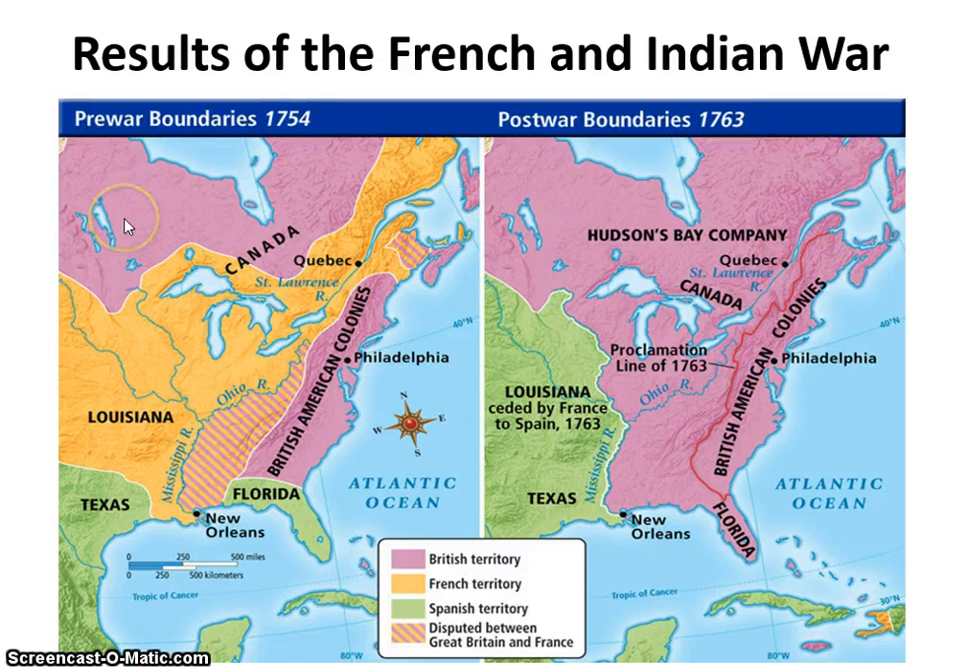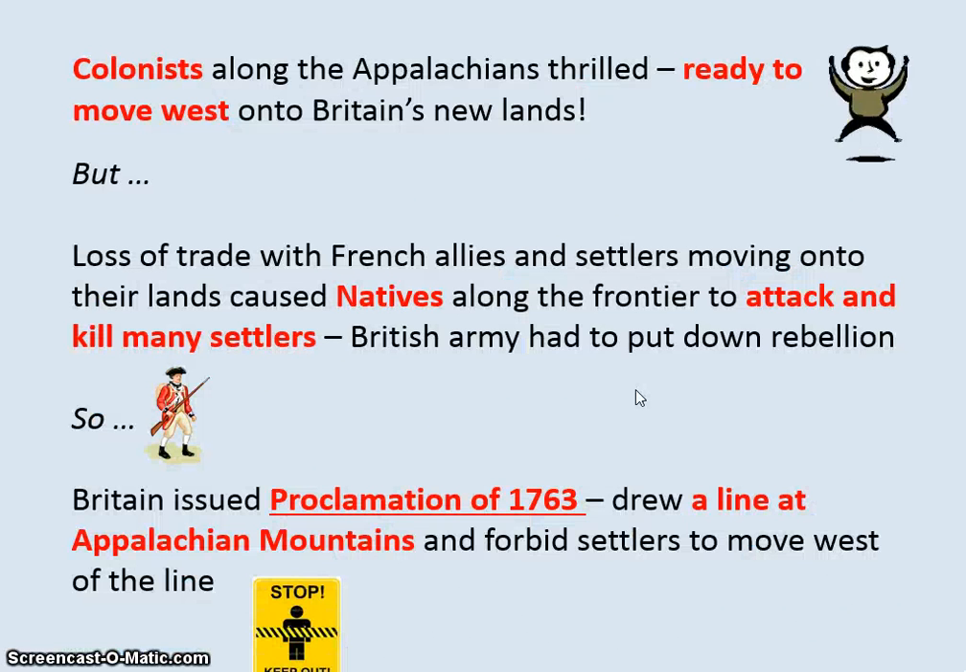Well, after the French and Indian War and the Treaty of Paris, the British now extend all the way out here, and a lot of what had been French Louisiana was now ceded to Spain, and the British claimed Florida. So quite a change here, and France is out of the picture, at least for now. Now, the colonists who lived along the Appalachians, remember we discussed them along the back country, they were thrilled because now they were ready to move west, to claim new lands, and to expand their frontier.